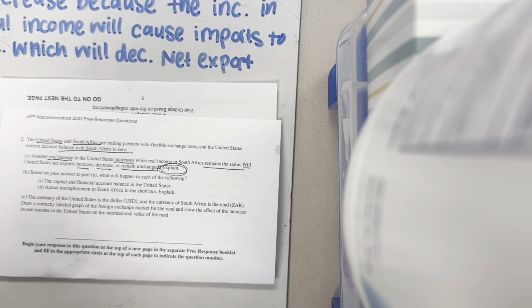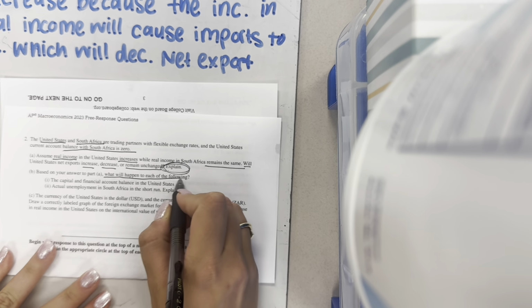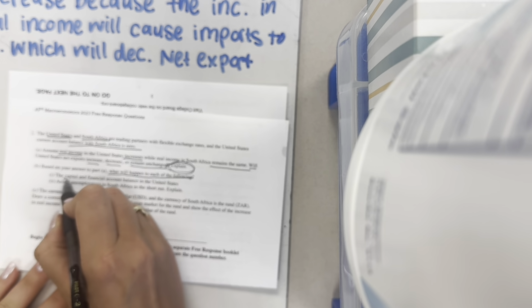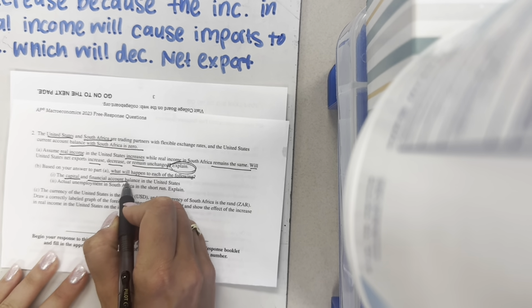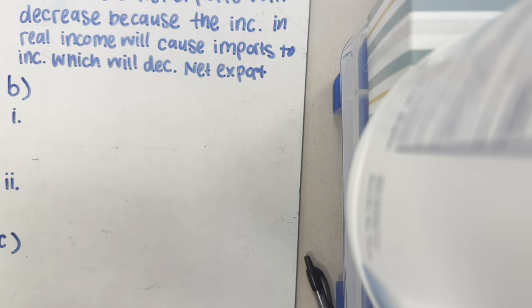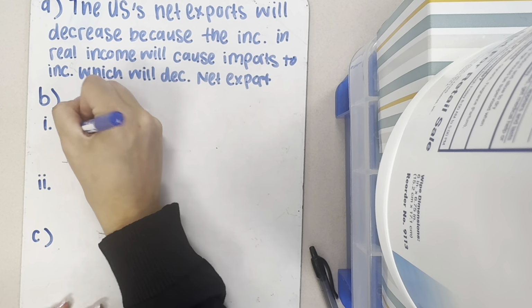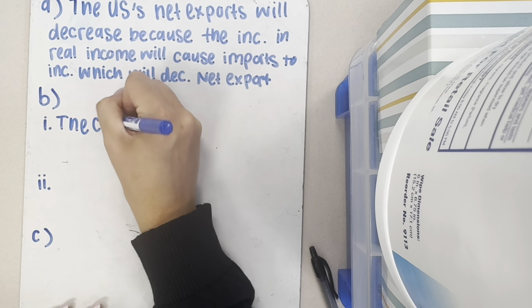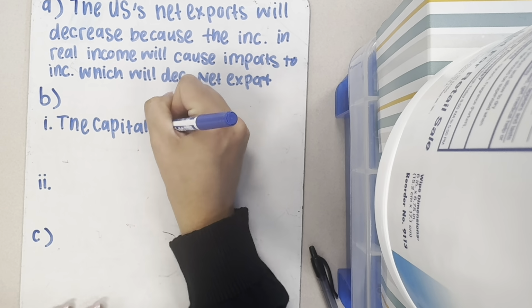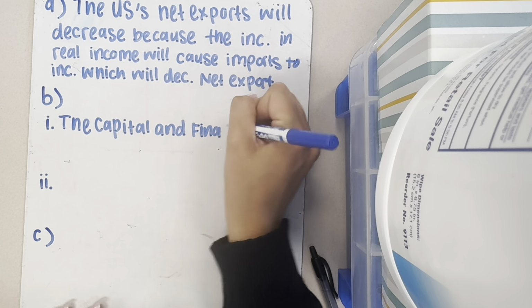Based on our answer in part A, we will see what will happen to the account balance for the capital and financial account in the United States and actual unemployment in South Africa in the short run. The account balance for the capital and financial account will move into a surplus.